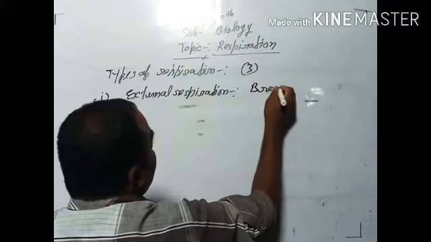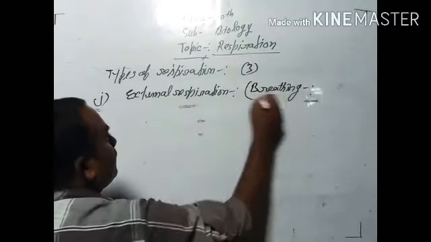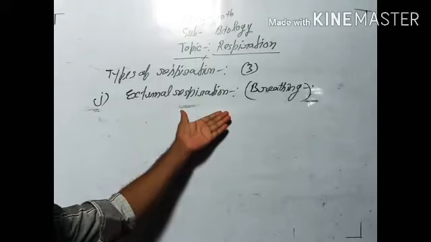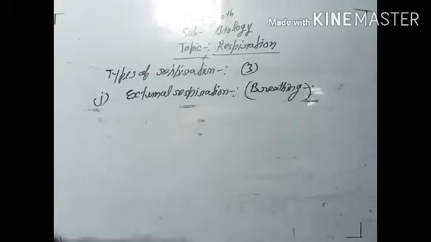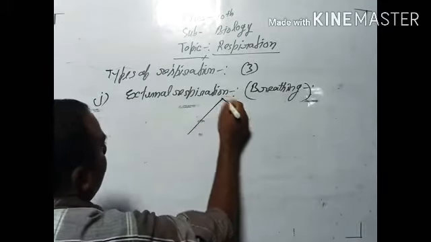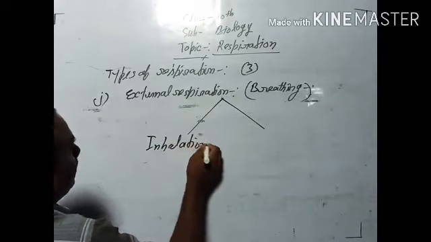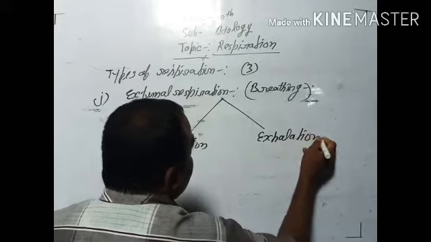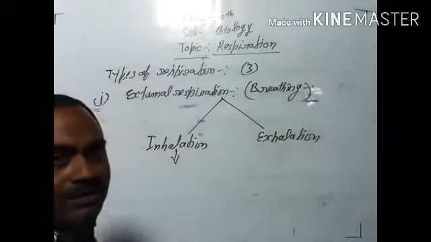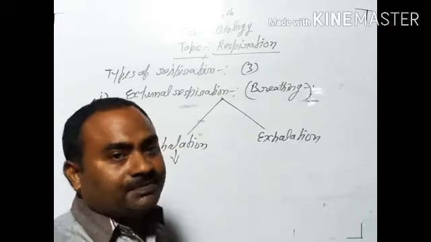External respiration means breathing. ठीक है, external respiration is completed in two main processes. Number one, inhalation, and second, exhalation. Inhalation means taking oxygen from the environment into our body cells.